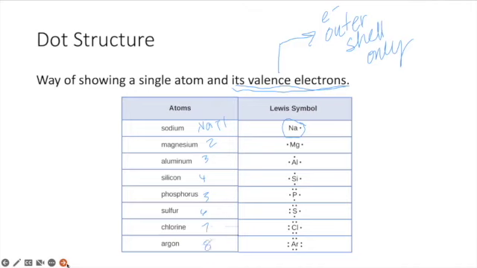And so we can depict those electrons using that dot method, which I was showing you and alluding to earlier, but I just want to explicitly say that now.